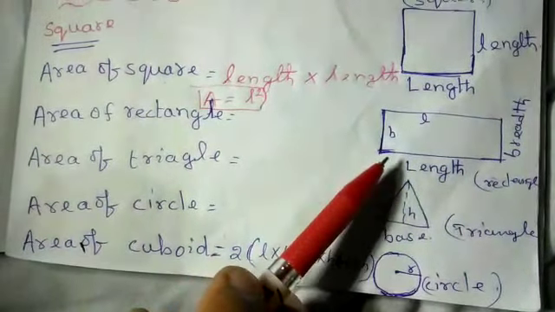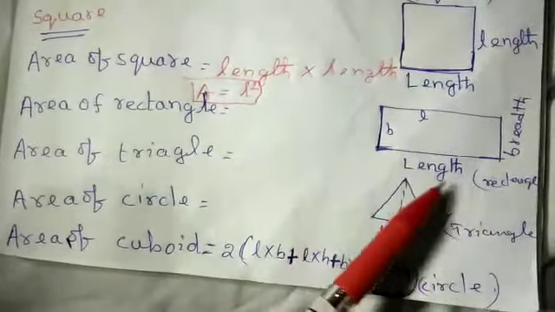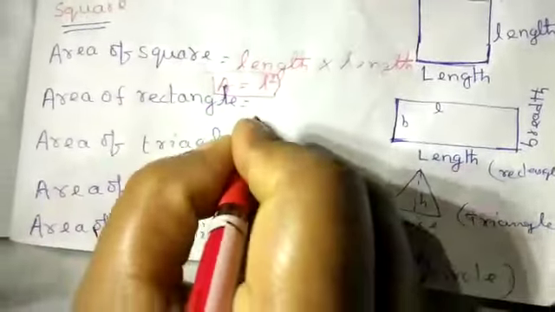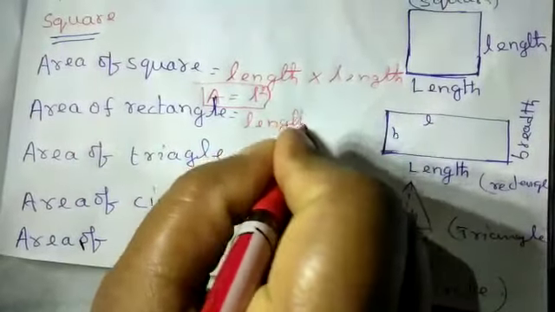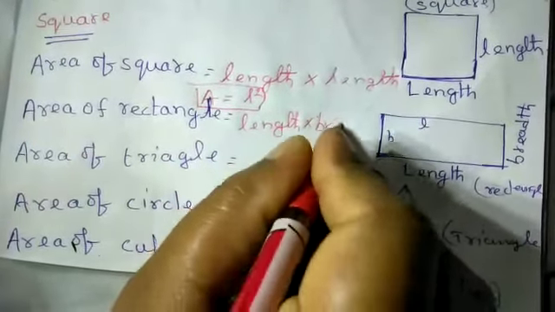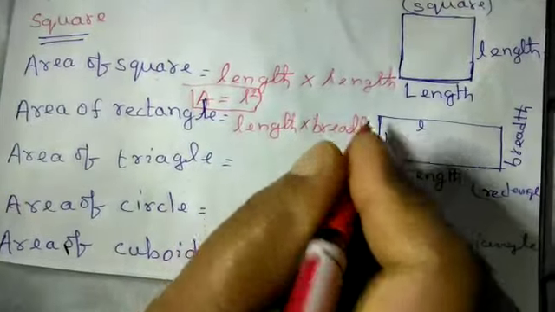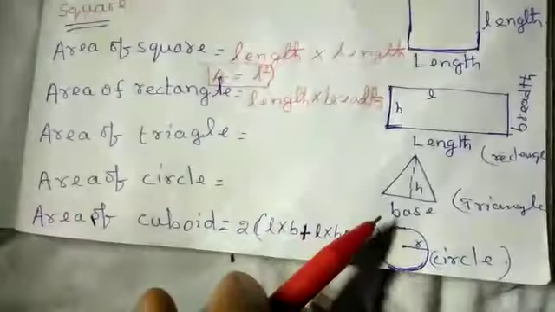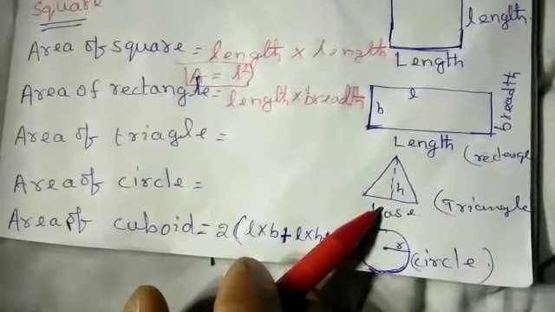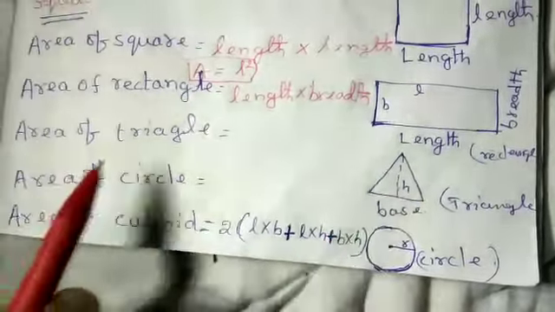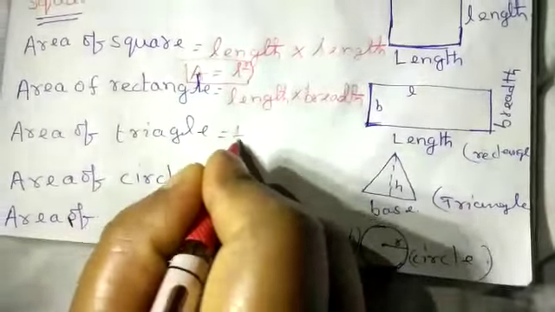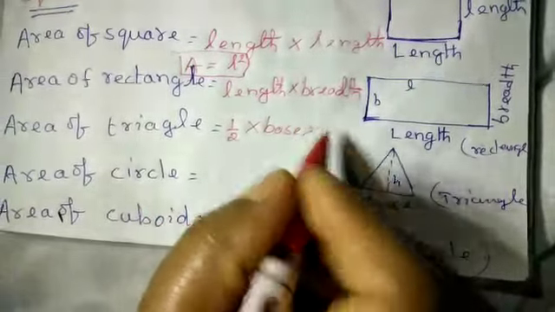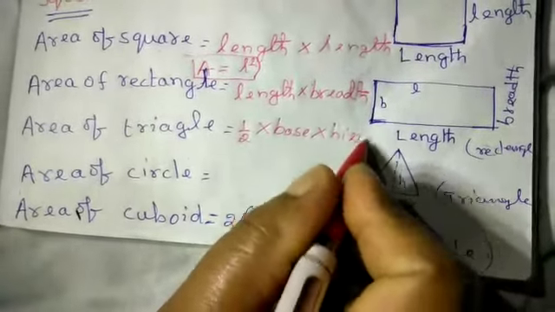And the area of a rectangle. A rectangle has length and breadth. So the area of a rectangle equals length into breadth. Then the area of a triangle. A triangle has a base and height. So the area of a triangle equals half into base into height.